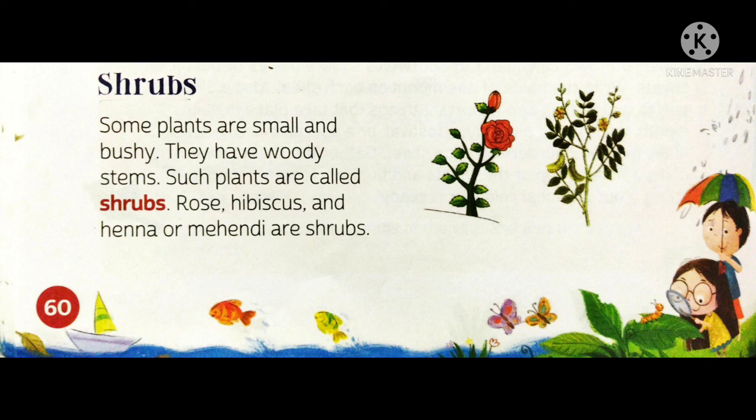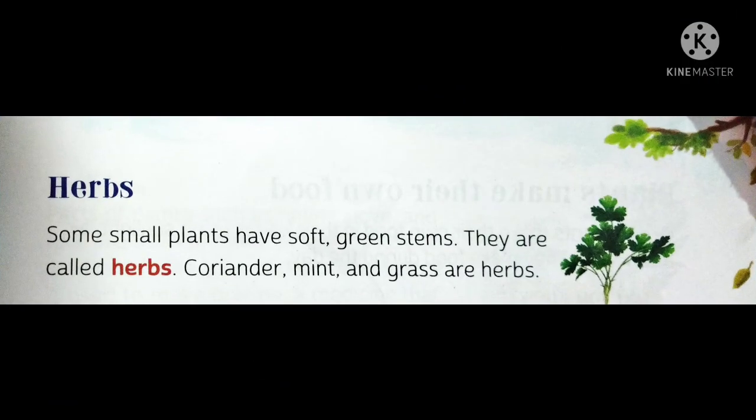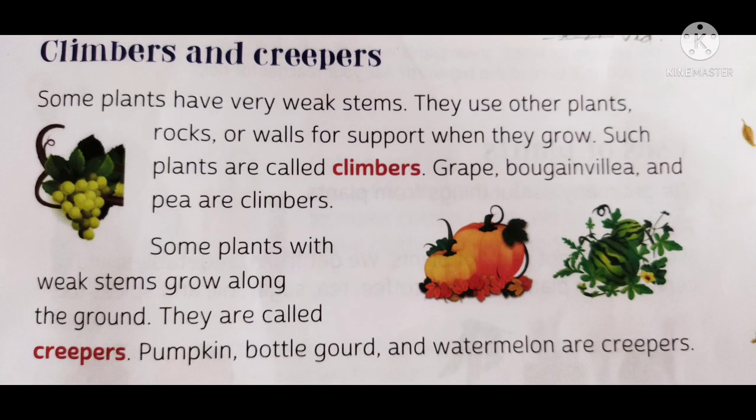Then we studied about herbs. Herbs are small plants which have soft green color stem, and some examples are coriander, mint, etc. And then we studied about climbers and creepers. Climbers and creepers are the plants which have very weak stem and they need the help of either a wall or rock, or if they are creepers they grow along the ground. Examples are grapevine, bougainvillea, bottle gourd, watermelon, etc.